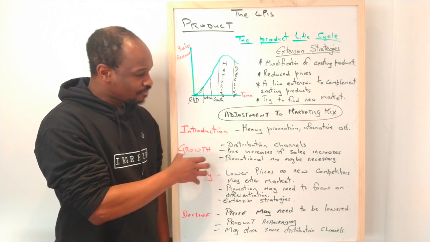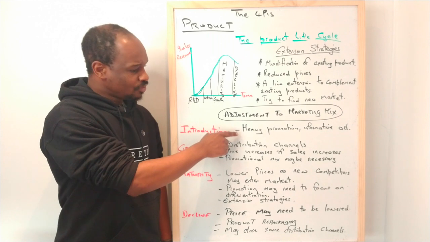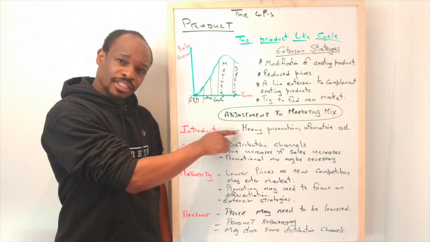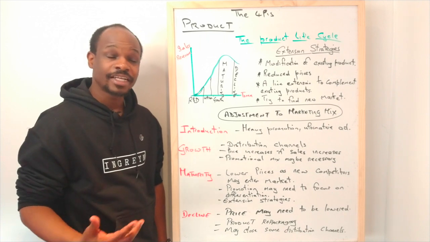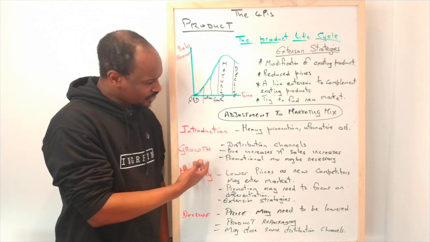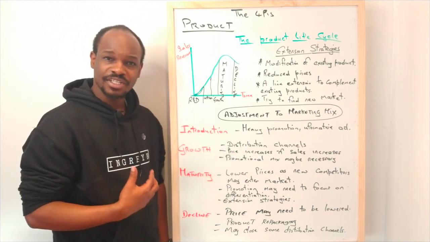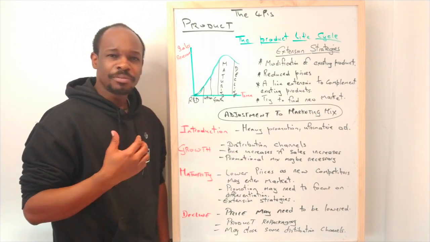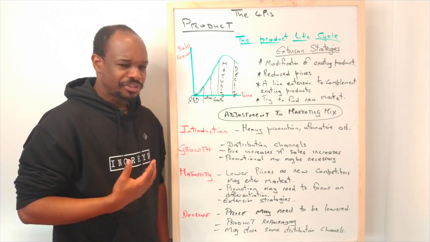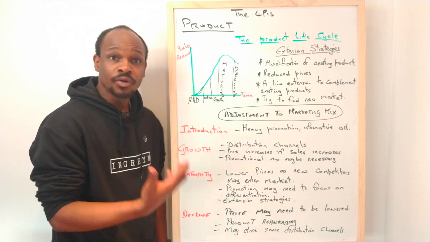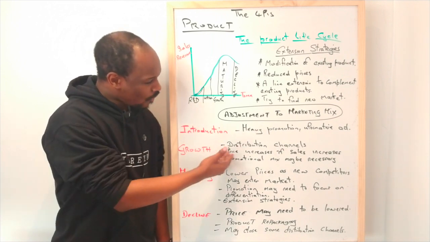At the introduction level, you might have few distribution channels because you're just getting started. You're just getting this thing in the market. But when you get to the growth stage, you want to widen the distribution channels because now it's growing and you want people to be able to get it at the retail stores. You want people to be able to download it, wherever your channels are going to be.